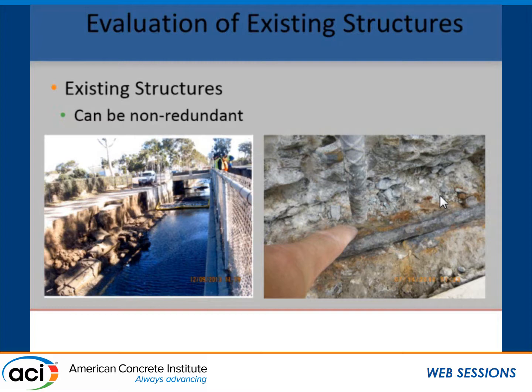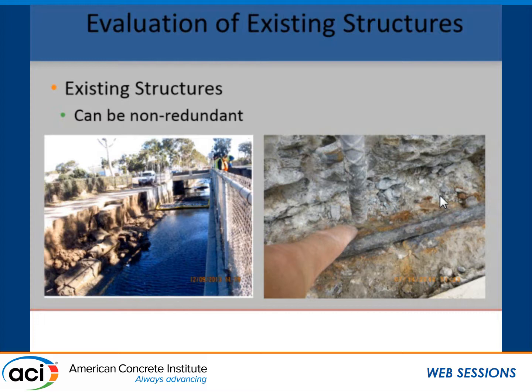Failure occurred on the best possible side of the flood control channel. If it failed here, the roadway would have been out. This actually occurred 2 days before Christmas. And why did it happen? It's a cantilever wall that's non-redundant, that had very concentrated microcell corrosion at a construction joint.